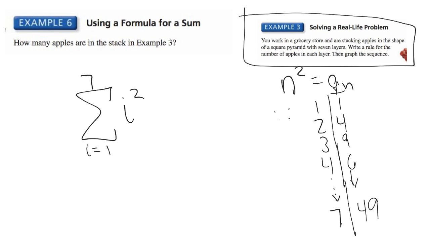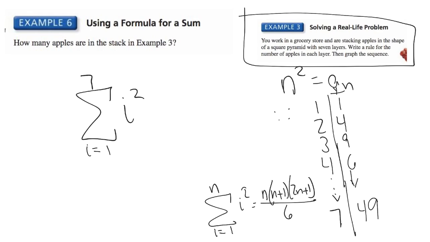We are going to use our formula for the sum, starting with our first term. Let me write down the formula for you. The sum from i equals 1 to n of i squared has a formula, and that is n times n plus 1 times 2n plus 1, all over 6.